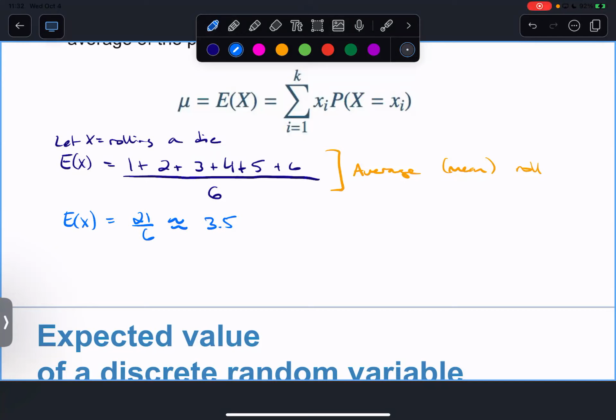So for each roll, I would expect 3.5 over an infinite number of rolls, right? And that's why it can be something that's not one of the outcomes. Okay, so notice this is not an option for an outcome. But over many, many rolls, you would expect to see 3.5 on average.